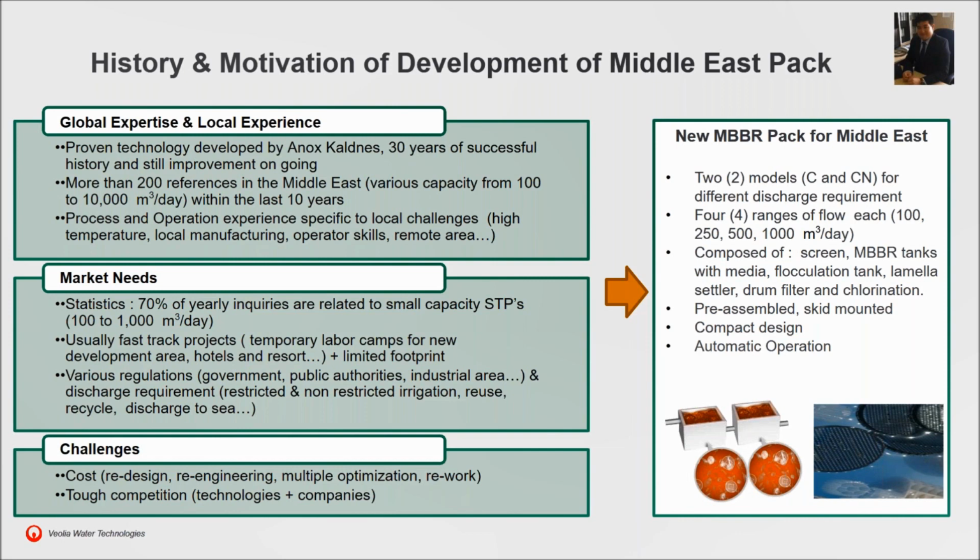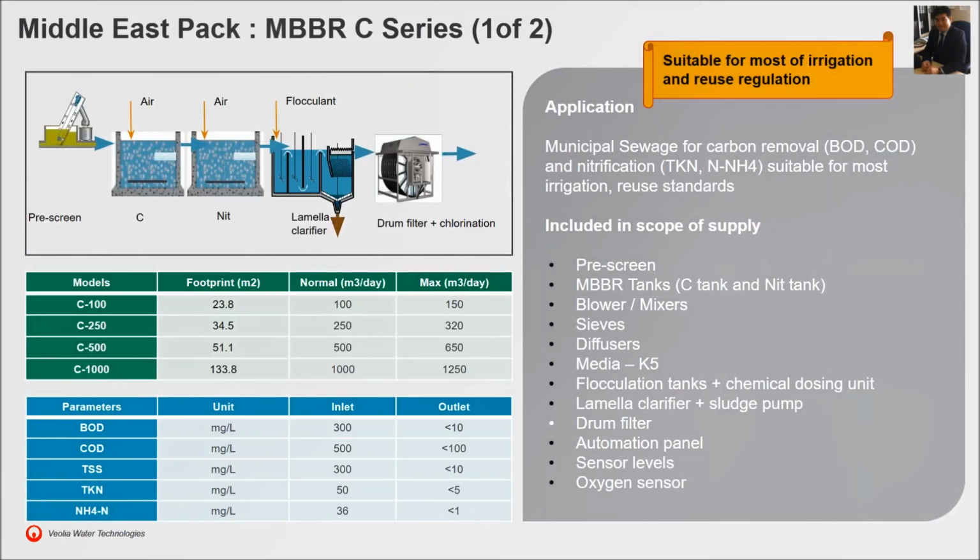And that is why we came to the point that there is a match between the needs and our capabilities to produce an MBBR pack specific to the Middle East. That is why we have decided to go, first of all, with two models, which I'm going to describe a little bit later, C and CN, for different discharge requirements, with a full range of flow from 100 to 1,000 to cope with different requirements. It is pre-assembled, skid-mounted, of course with a compact design, and definitely with operator-friendly automatic operation.